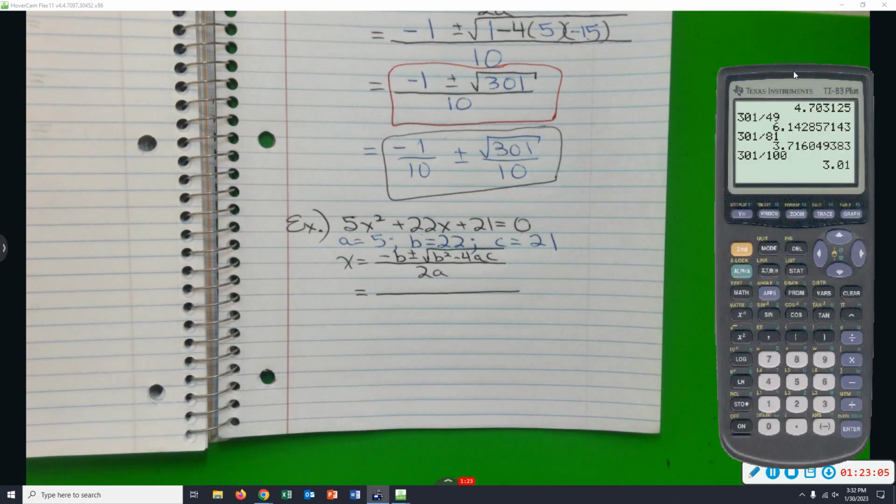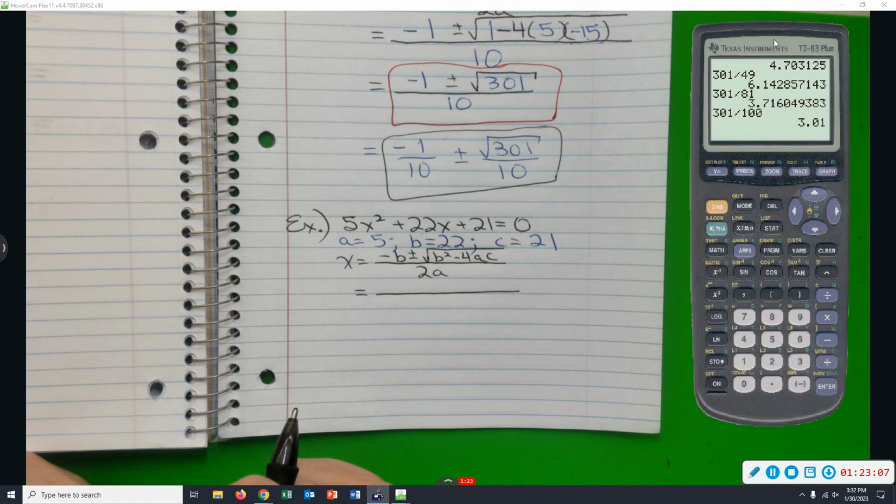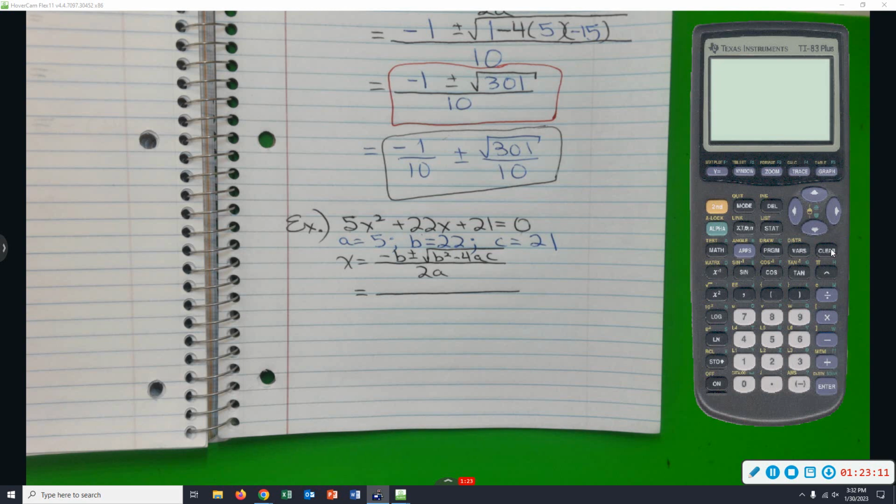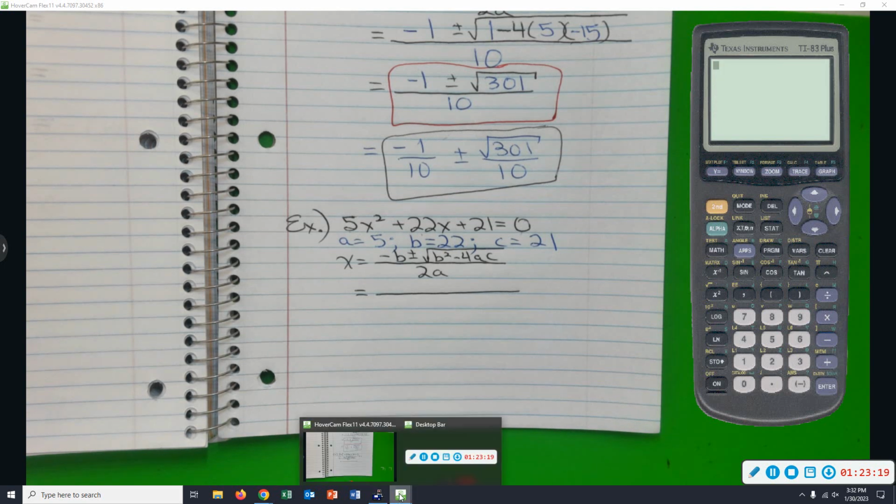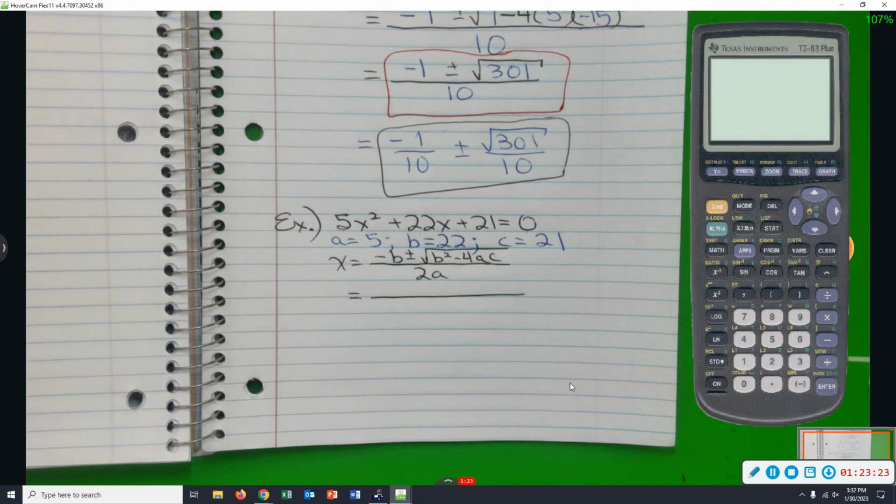I should have gone to another page. I'm going to have to write small. Hold on. Don't do that. You're right. What am I thinking? Right here. Move it up a little bit.